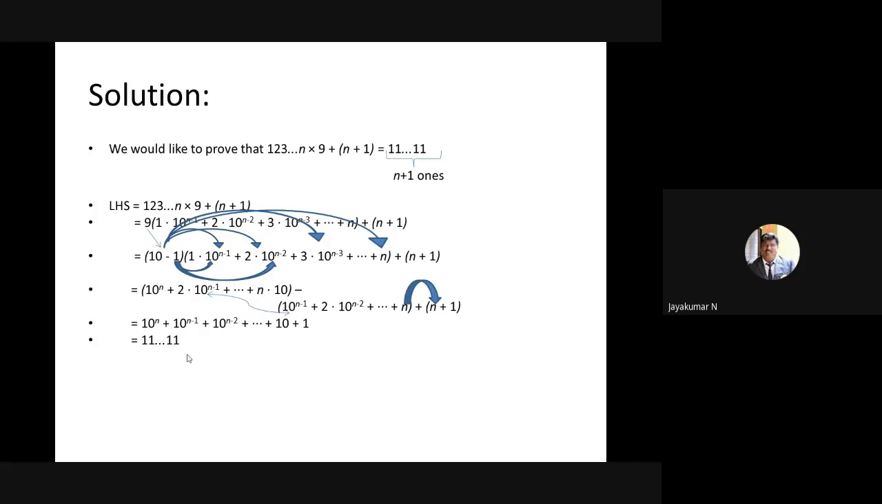Please observe once again, you will get the answer. When you add this, definitely you will get n plus 1 ones, which is nothing but my RHS.